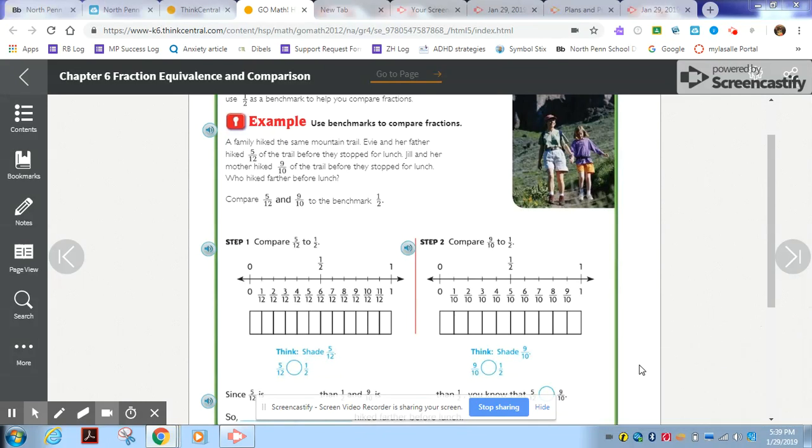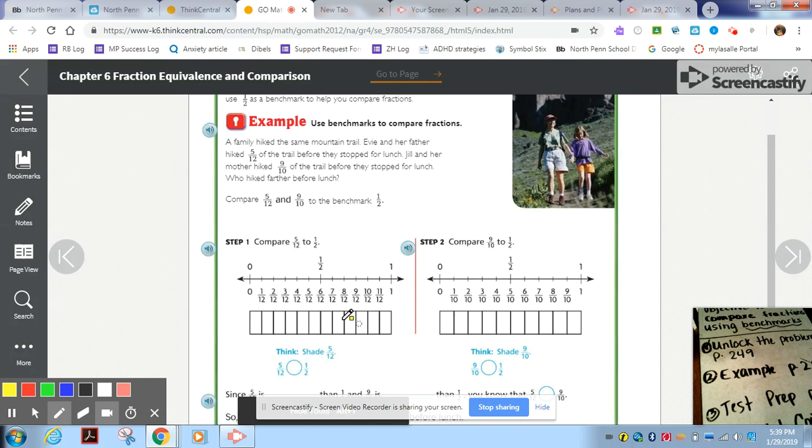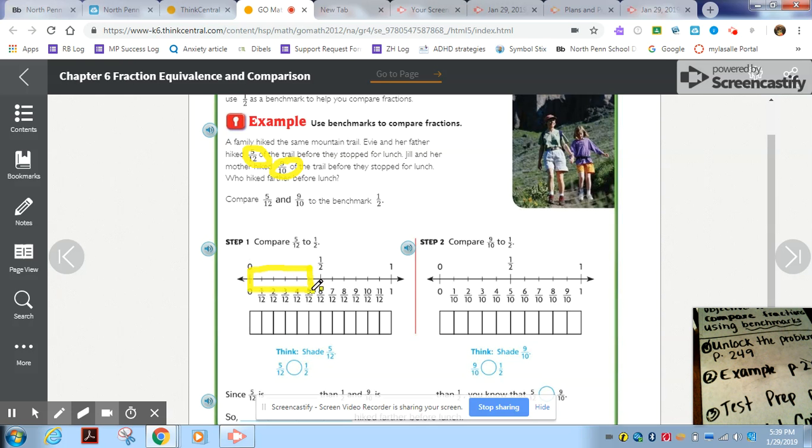Okay, so you found your fractions, 5/12 and 9/10. Sorry, it makes me start over again. And here is 5/12. So I mark that. Maybe you want to draw a box on it like you had done previously, like this.